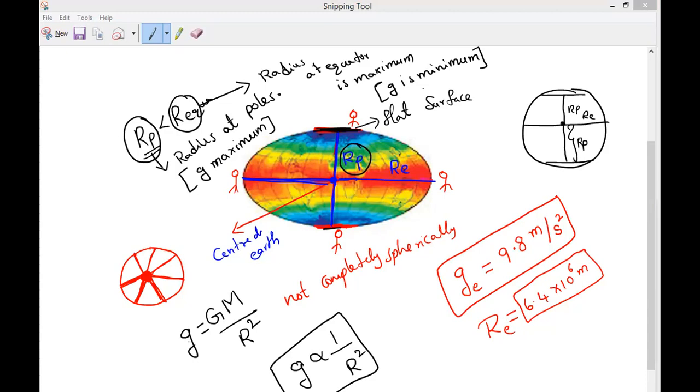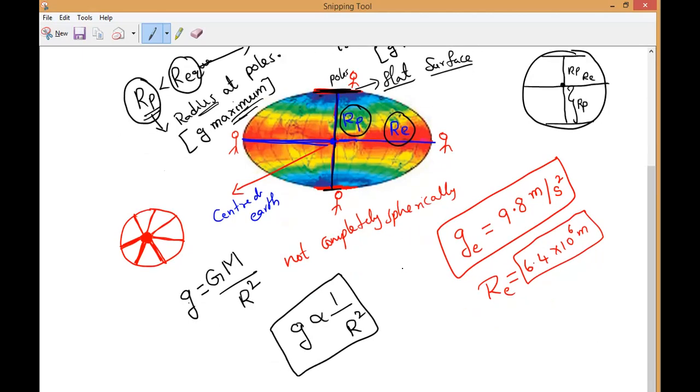Akilan? Yes, sir. So as we know, our earth is not completely spherical in shape. It has a flat surface at where? At the poles. Understand, everybody? So that is why the radius at the poles is smaller compared to the radius at the equator line. Wherever the radius decreases, the acceleration due to gravity is maximum, and wherever the radius is maximum, the acceleration due to gravity will be minimum. This is the concept.